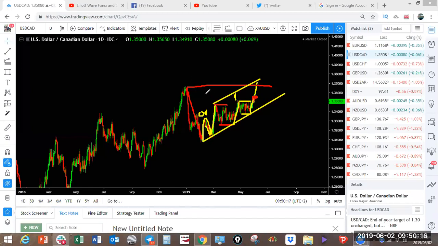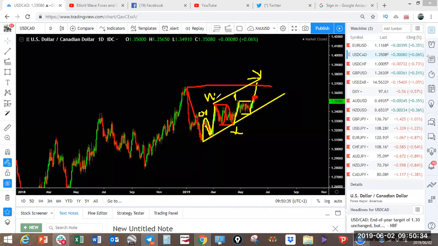What will that have done? This will have been a W here, an X here, and a Y. Simple like that. So let's look at this here, and the X here in the middle. Okay, very clear structure on US dollar CAD.